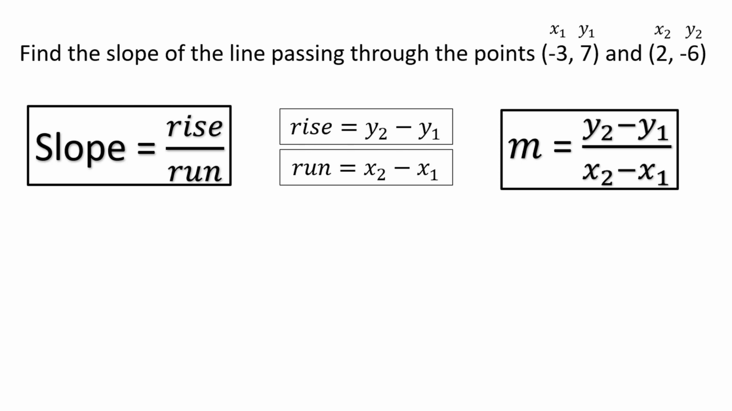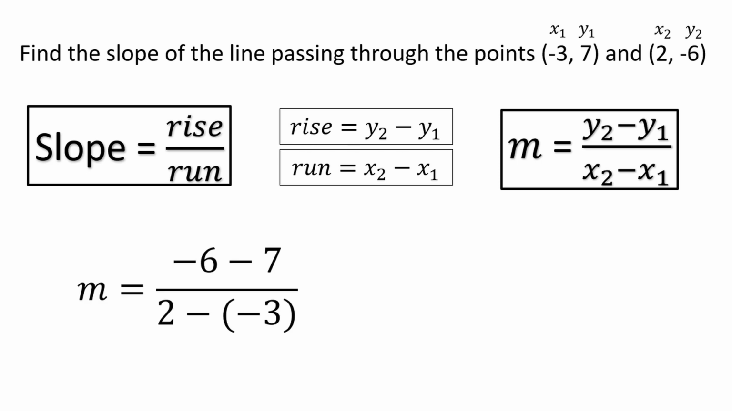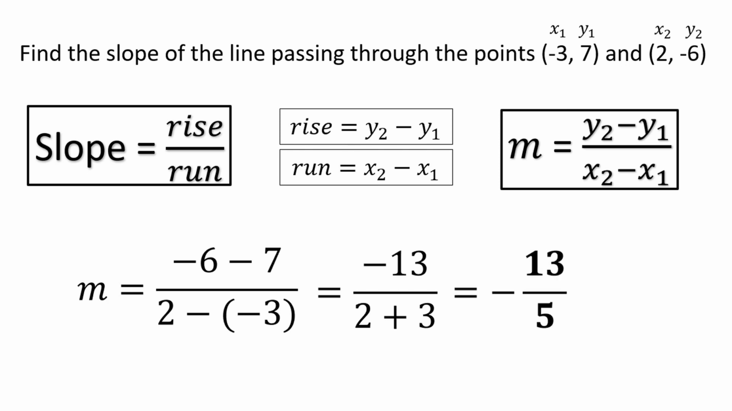Now we are ready to plug into the formula. Slope, or m, is equal to negative 6 minus 7 divided by 2 minus negative 3. Make sure to include parentheses in the denominator as we are subtracting a negative number. Negative 6 minus 7 is negative 13, and 2 minus negative 3 is the same as 2 plus 3. Therefore, our slope is negative 13 over 5.